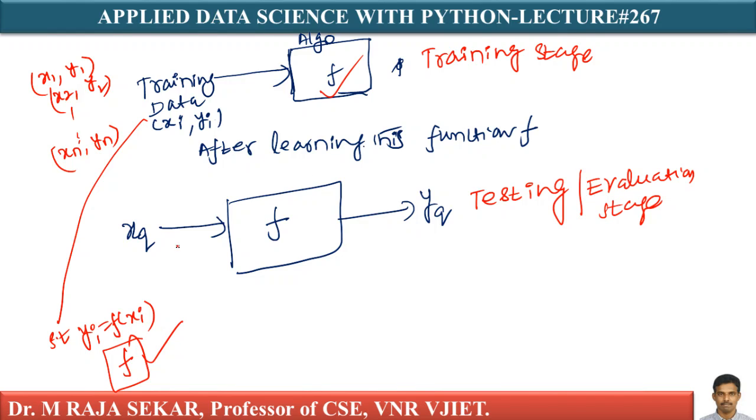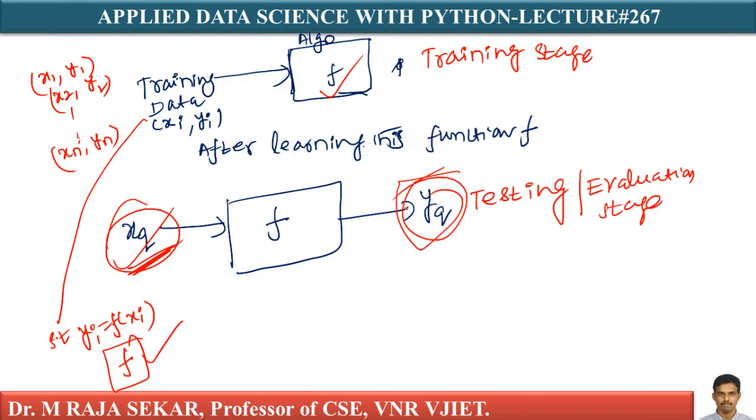Now in the test or evaluation stage, we give it a new point xq that it has not seen. Remember, this xq may not be there in your training data set. If you give it a new data point and it can predict yq accurately, then we can say it learned the right function. If it is giving the correct yq, we can say it learned the right function.